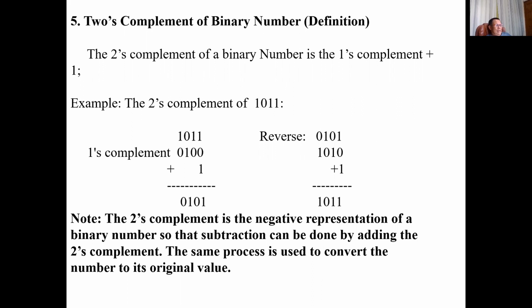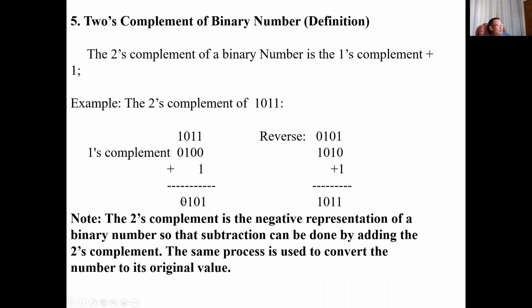What is the 2's complement? The 2's complement of a binary number is the 1's complement plus 1. Okay? So, what is the 2's complement of 1011? It is the 1's complement, which is 0100, plus 1, or 0101.